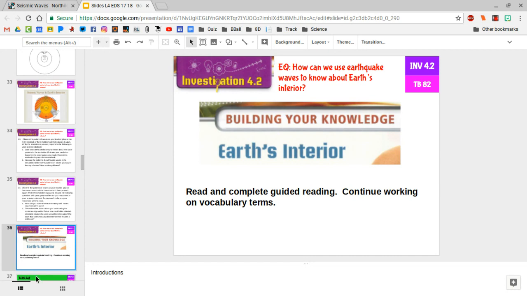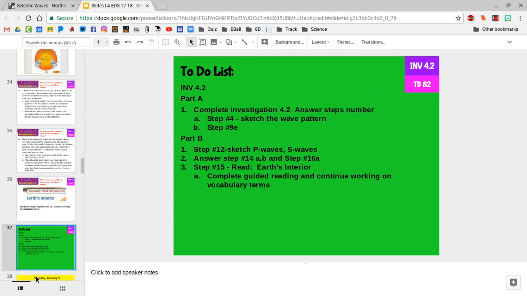So your to-do list would be, there's a lot today. Step A we should have done in class. And then step B would be in front of the computers.